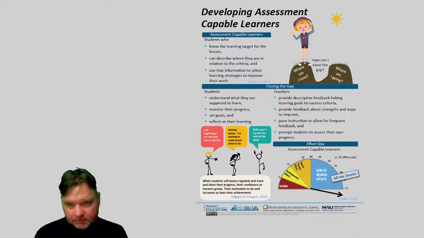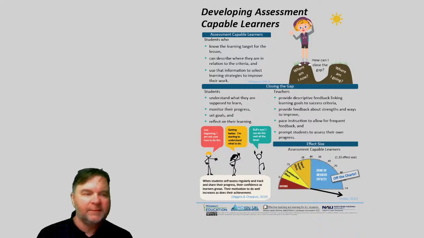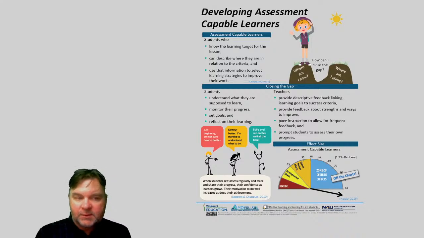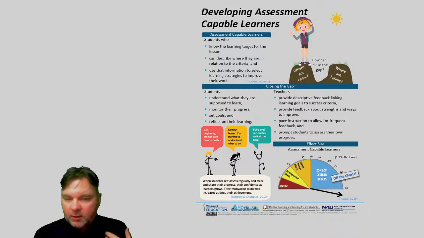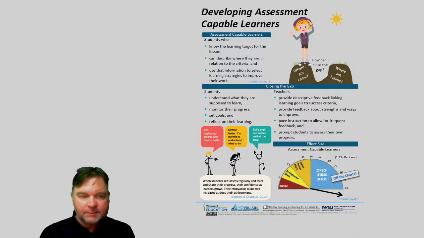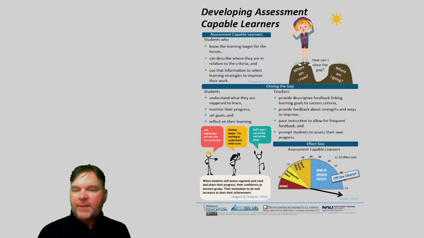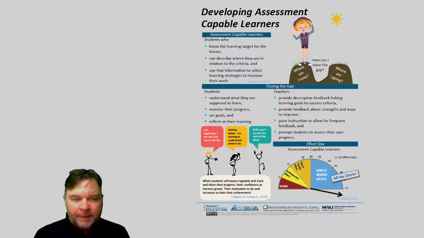And it starts off by defining who are the students. Well, they are the ones who know what they're learning. They can describe where they are in relation to a success criteria, and they can use the information to select learning strategies to improve their work.